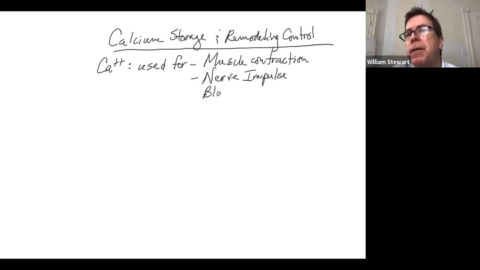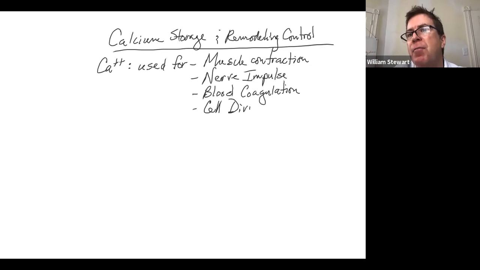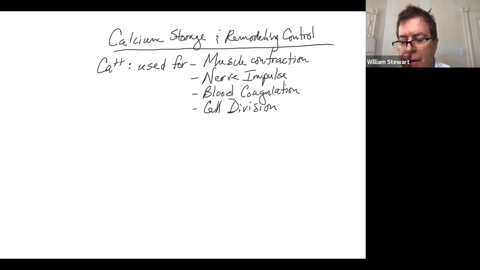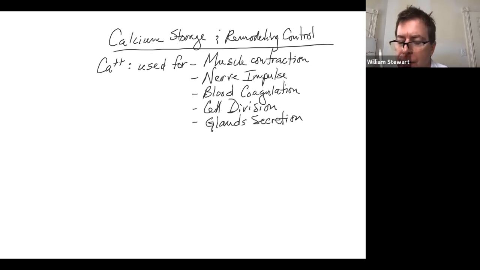Blood coagulation needs calcium. So you're bleeding either internally or externally. In order to stop that bleeding, calcium is necessary. Cell division, the process of mitosis. Every time a cell divides, typically calcium is used in that process. And finally, our glands, when they secrete things, calcium is involved in that process as well. So you can see why it's so important.